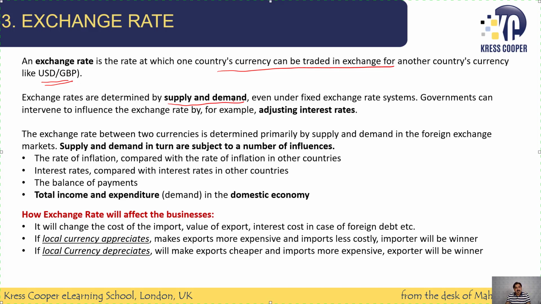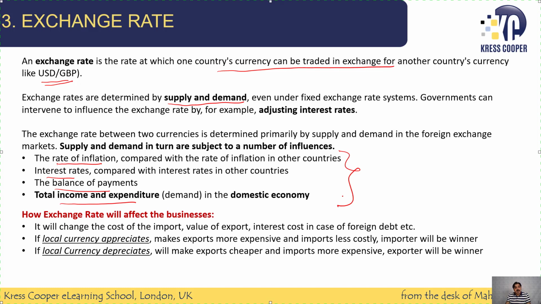Sometimes government is also involved. Government is sometimes tweaking the interest rates to change the exchange rates. As we discussed, demand and supply of money will determine the exchange rate. But this demand and supply itself is subject to a few influences like rate of inflation, interest rate, balance of payments, and total income and expenditure.